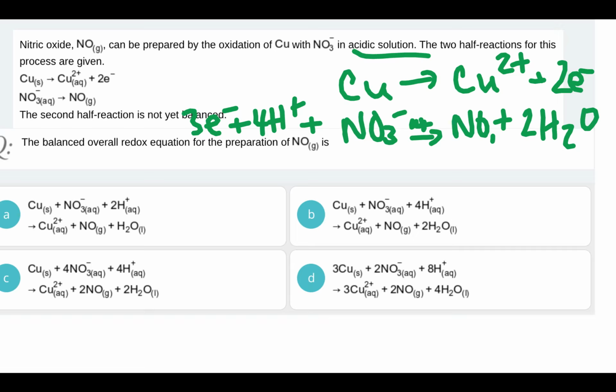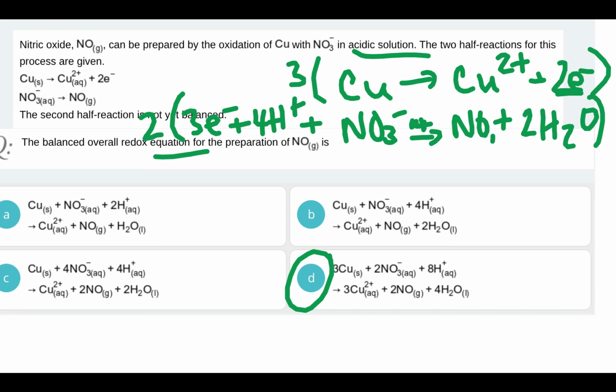Now, before I can add my half reactions together to get to my total reaction, I will need to multiply my first reaction by 3 and my second reaction by 2 so that I can get a total of 6 electrons being transferred. And then the reaction that shows that is D once you add it together.